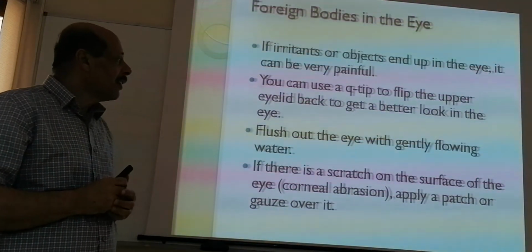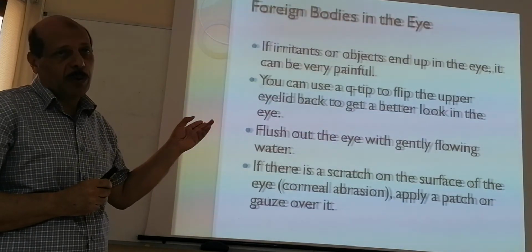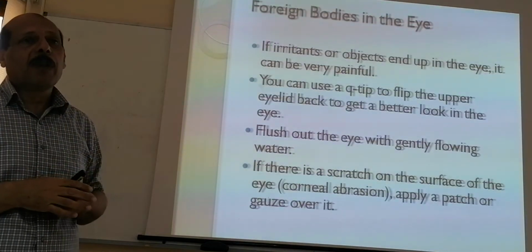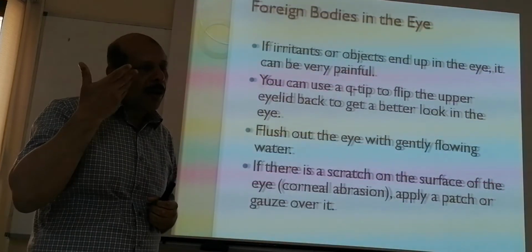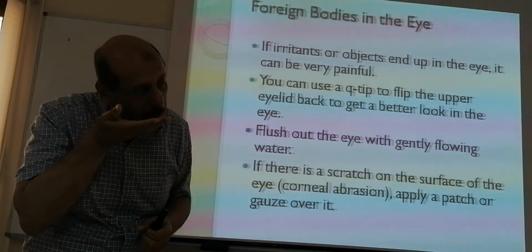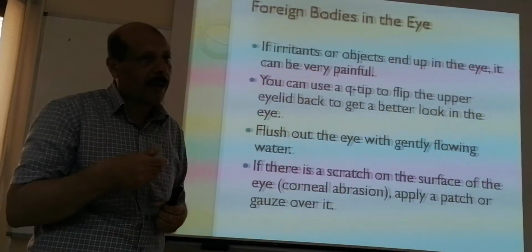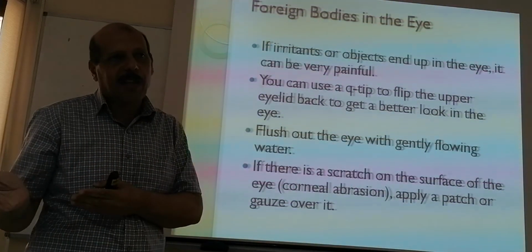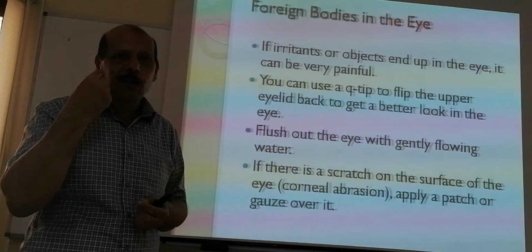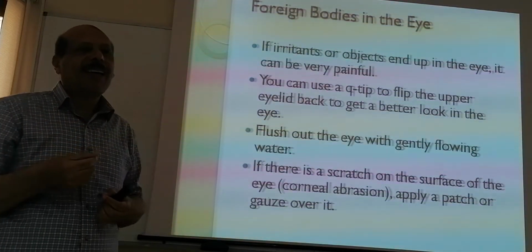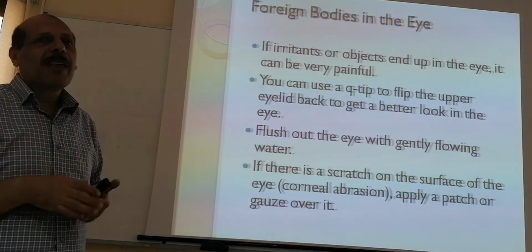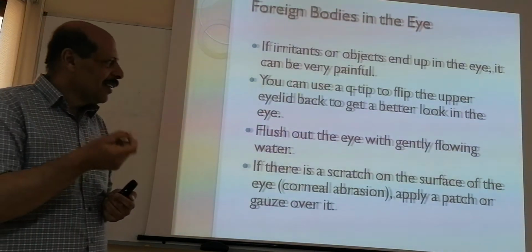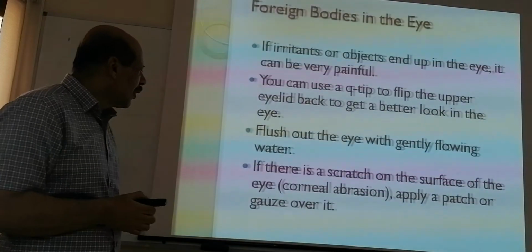Flush out the eye gently with flowing water. So we are using flowing water to flush out the eye. We can open the tap and just let the water come out. If available, sterile eye drops, like normal saline eye drops, we can use. It will lubricate or smoothen the eye and help a small object in the eye. It can help to remove it.